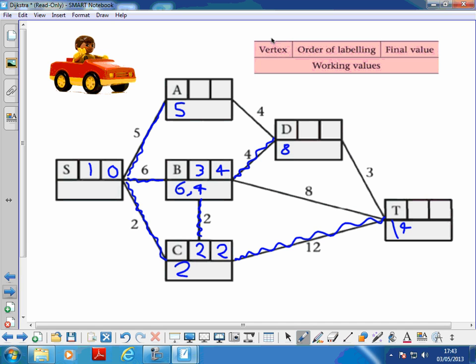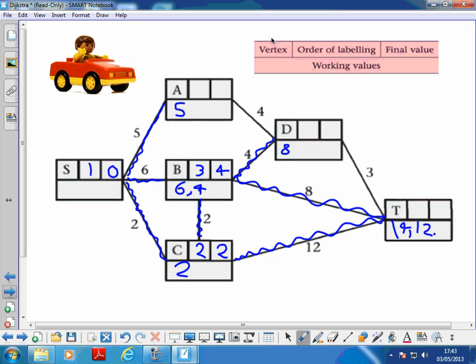Also, we need to update from B to T. And that working value will be 12, which is smaller. So we write it down. Exactly. Perfect. Now, what's the smallest working value we've got now? Like 8. Yes. 8 isn't the smallest.